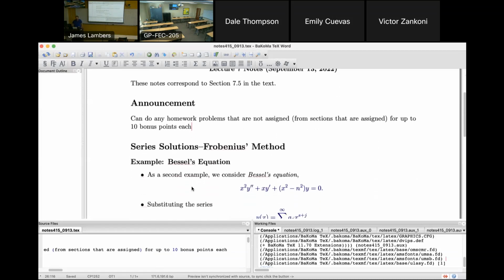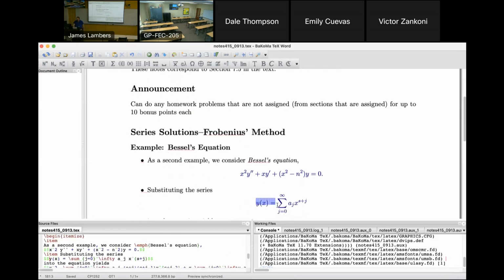so for Frobenius' method, we have a second order linear homogeneous ODE with variable coefficients, where the coefficients are functions of x. And just a quick recap from last time, we assume the solution has this form as a series. It may not fit the usual definition of a power series because the value s here, which has to be determined, is not necessarily an integer. And then after substituting this into the ODE, we figure out what these coefficients a_j must be.